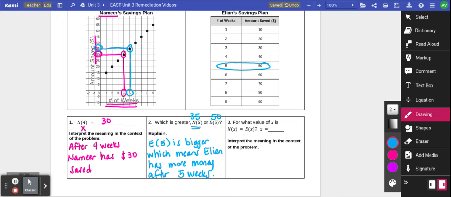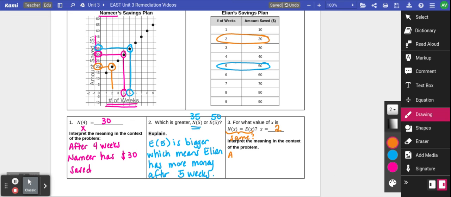Last but not least, for which value is N of x equal to E of x? If you ever see a problem like this one, what this is asking you is, when are they the same? They're equal. So it takes a little bit of time and a little bit of patience, but what you want to do is look for which point where it's got the same x and the same y for both accounts. Now it looks like when Namir has been 1 week, he has $15 and Elian has 10. After 2 weeks, Namir has 20 and Elian has 20. So it looks like that's where they would be the same. After 2 weeks, Namir and Elian both have $20. So I would say when x is 2 weeks, they both have the same amount of money. And so that's how I would interpret this.